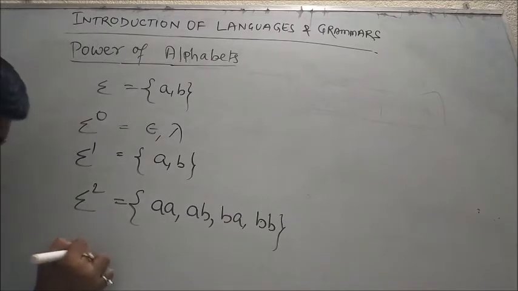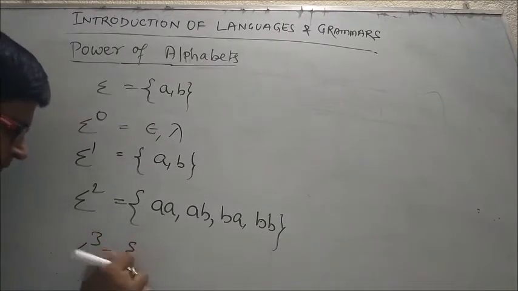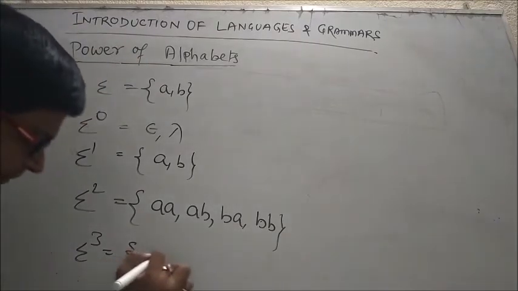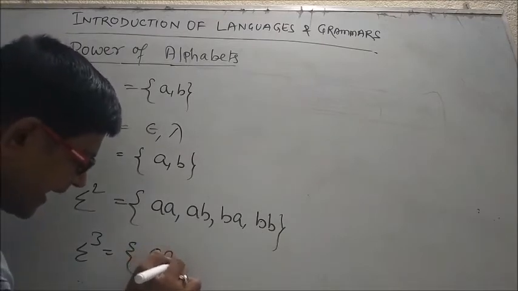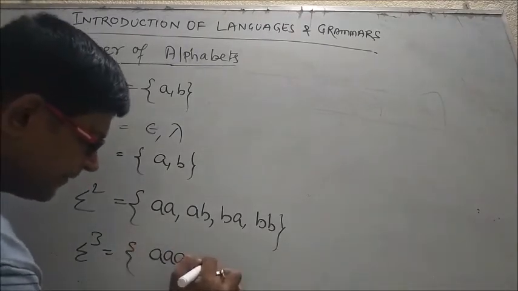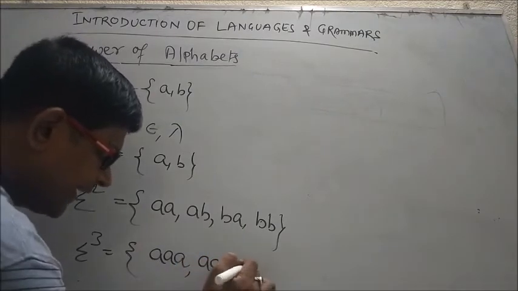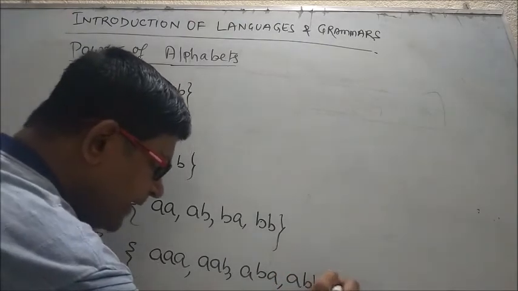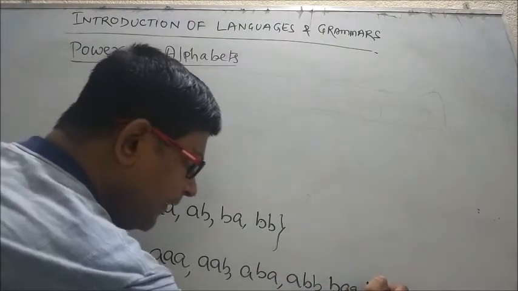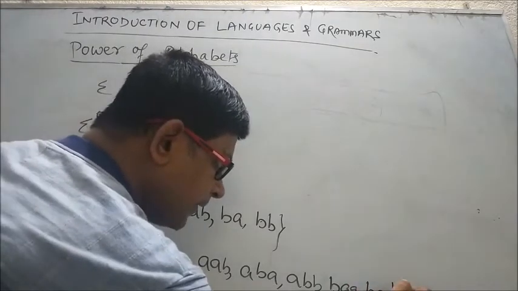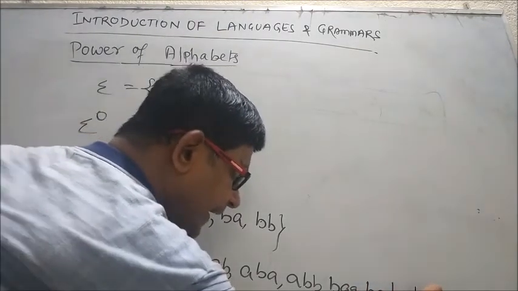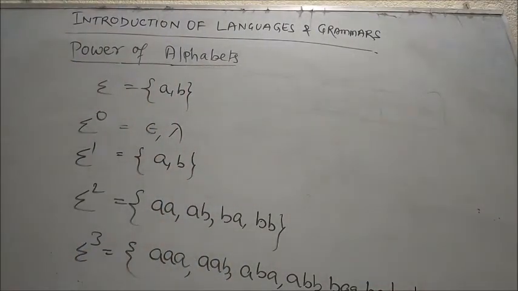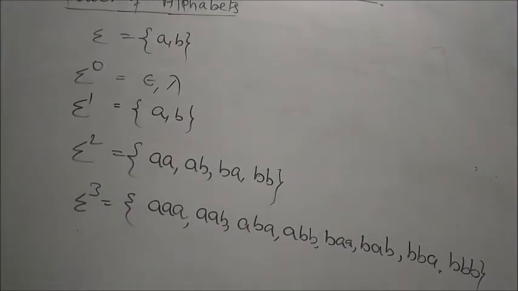Next, 3. What can happen with the help of these two symbols only? It can be written as AAA, AAB, ABA, ABB, BAA, BAB, BBA and BBB. So how many possibilities are there? There are 8 possibilities, right?